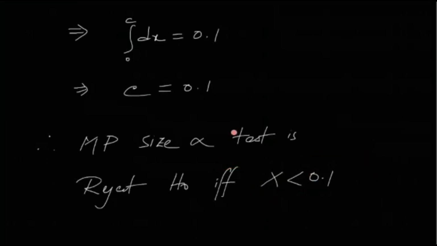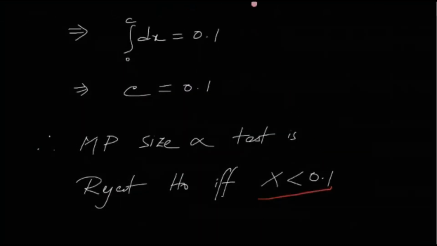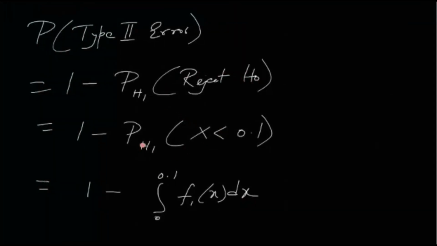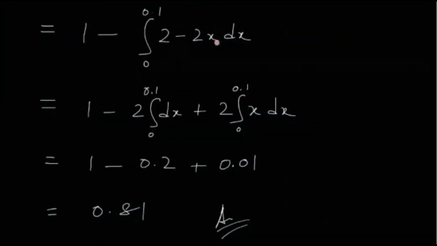Now the only thing left is to calculate the probability of type 2 error. The probability of type 2 error is 1 minus the probability under H1 of rejecting H0. Rejection of H0 is based on x less than 0.1, under the assumption of H1, not under H0. So under H1, X follows f1, the beta distribution. So this is the integral from 0 to 0.1 of f1(x) dx, which is the integral from 0 to 0.1 of 2 minus 2x dx. Solving this integral is very easy, and we get the answer 0.81. Therefore the answer to this problem is 0.81.